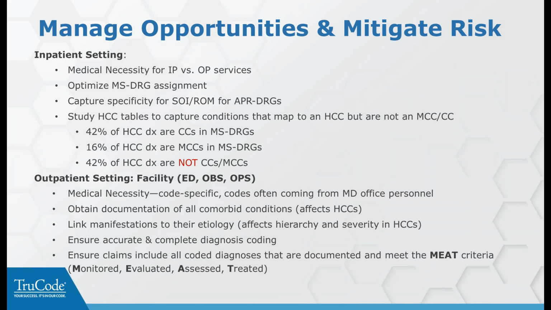You need to make sure that you get documentation of all comorbid conditions because all of those affect HCC mapping, and make sure that you have manifestations and etiologies linked clearly in the documentation. Make sure you have accurate and complete coding of the diagnoses, and that claims include all diagnoses that were documented and meet the MEAT criteria, that were monitored, evaluated, assessed, or treated.